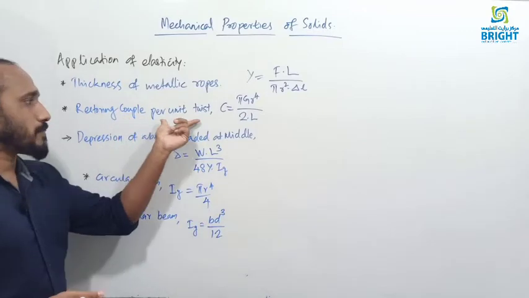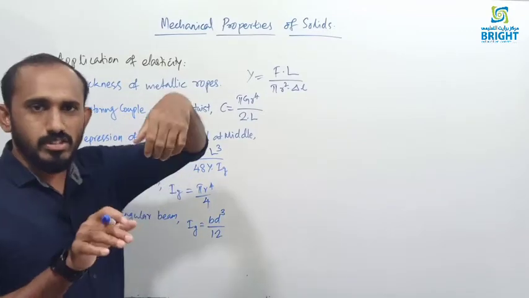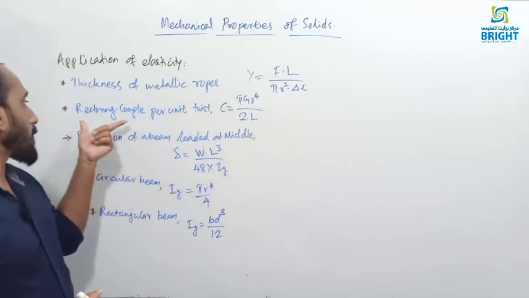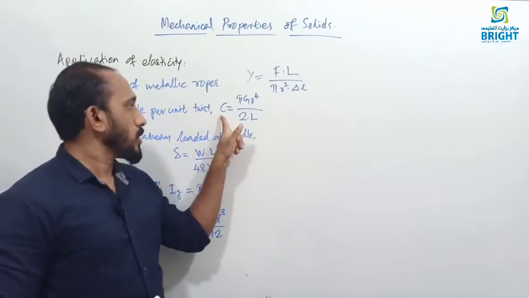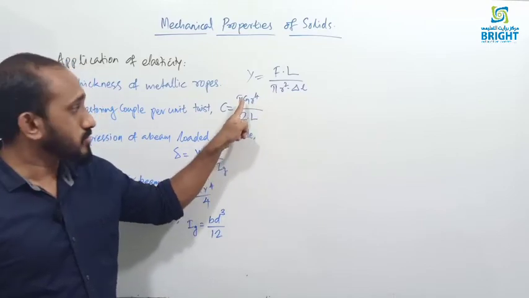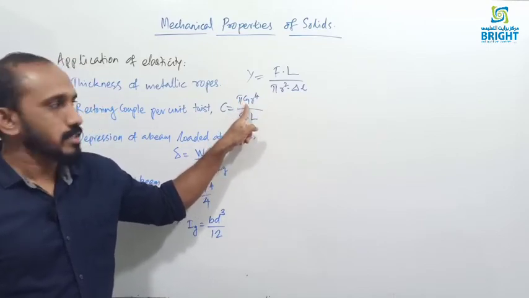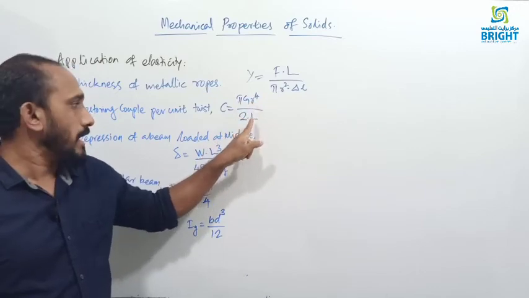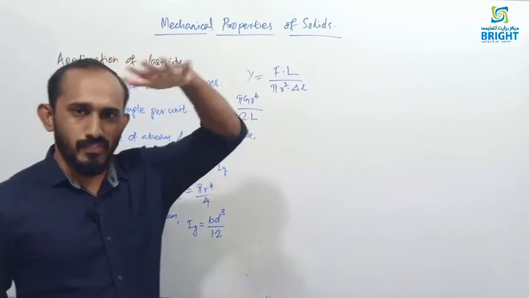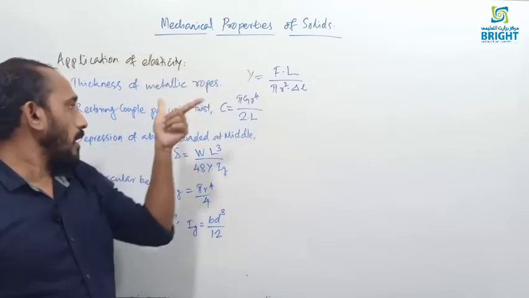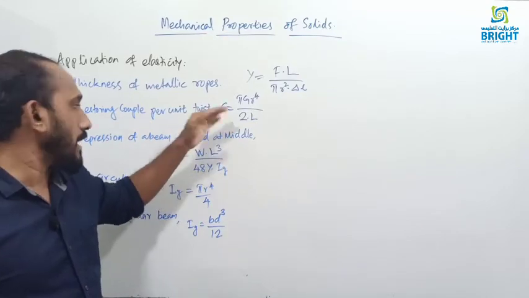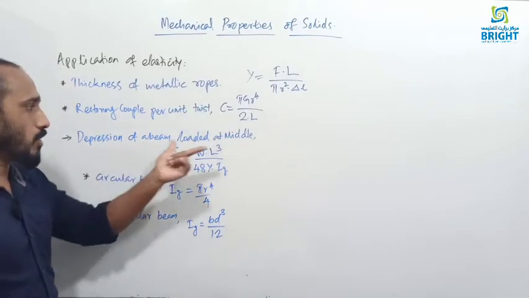Now, restoring couple per unit twist. If you twist a rod or a wire of length L, then the couple produced C will be equal to pi into G r power 4 by 2L. This G is the rigidity modulus, r is the radius of the wire, and L is the length of the wire. One end of this is fixed, then if you twist the rod, the restoring couple produced will be this much. And for another case, the depression of a beam loaded at the middle.